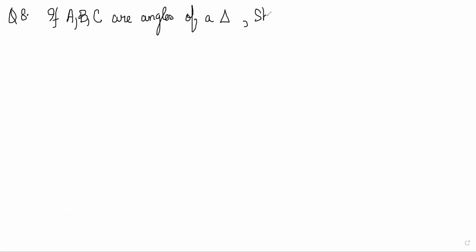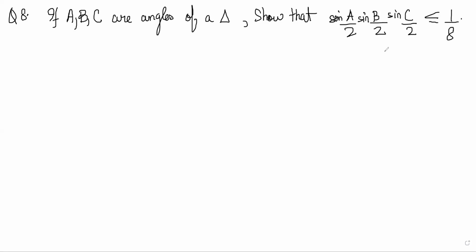Question number 8. Here, if A, B, C are angles of a triangle, we have to show that sine of A by 2, sine of B by 2, and sine of C by 2 is less than or equal to 1 by 8. This is a very standard inequality. The equality happens when the triangle is equilateral. So how do we prove that?